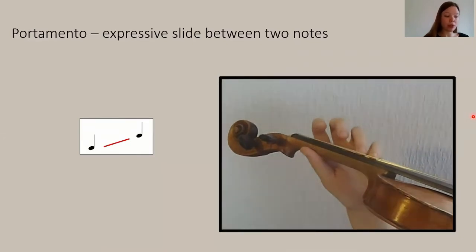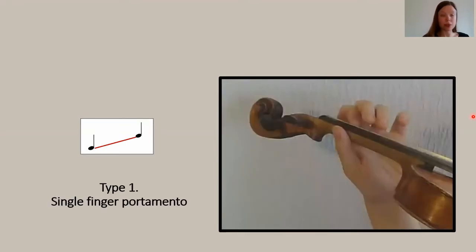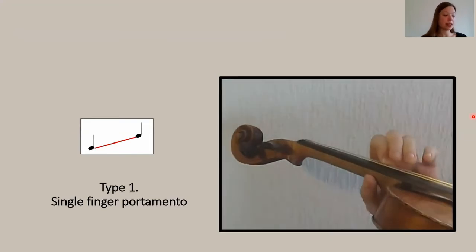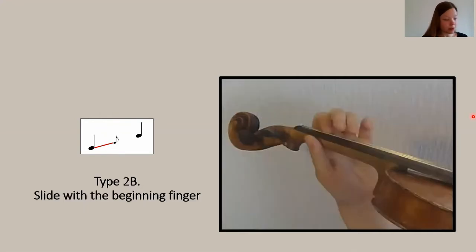We can play both notes and the slide with one single finger like this. This is usually categorized as the first type of portamento. The second type is when the two notes are played by different fingers. Then we can slide with the first finger, with the finger which plays the first note.